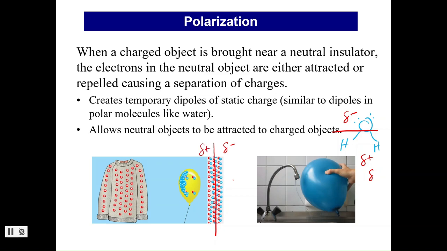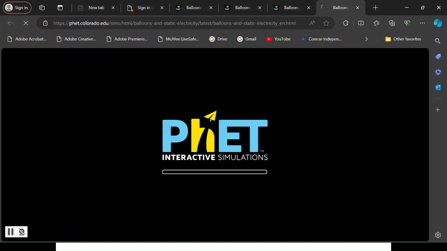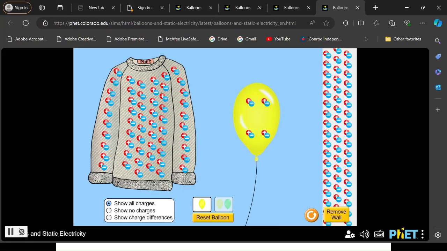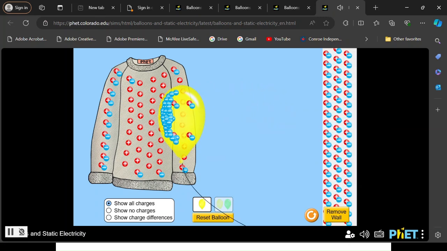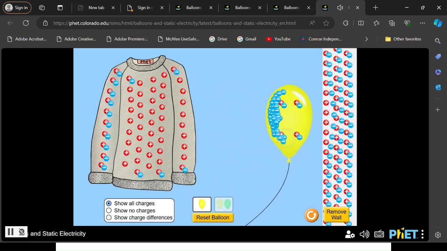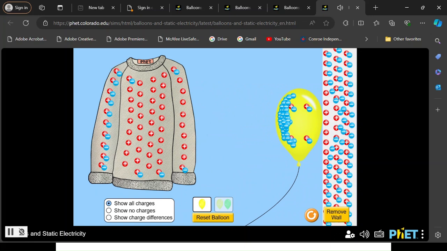So I have not charged my wall. It's still going to be neutral. I haven't lost any charges, but it's temporarily partially charged on one side or the other. So that when I let go of this balloon, well, it's more attracted to the sweater over there, but I can then have that balloon be attracted to that wall.